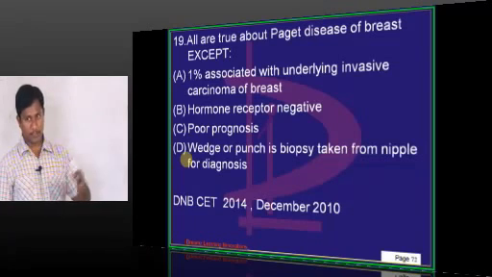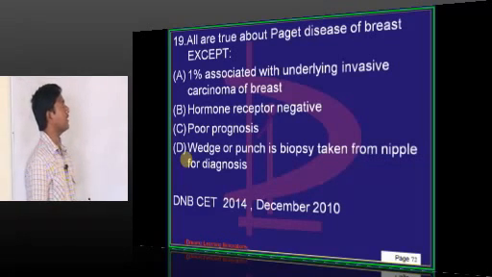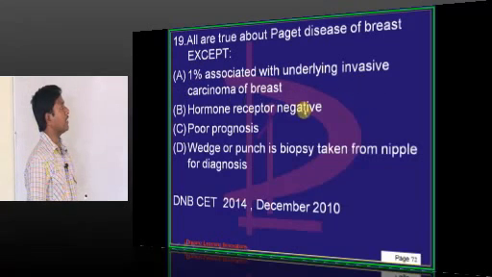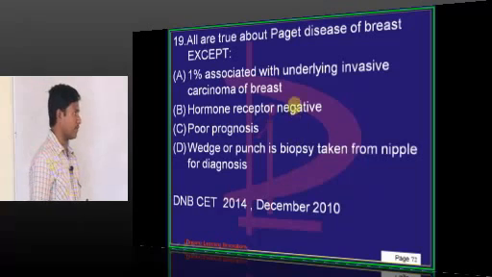Let's discuss one more question regarding Paget disease. 1% associated with underlying invasive carcinoma of breast, HR positive, poor prognosis, punch biopsy taken from nipple.